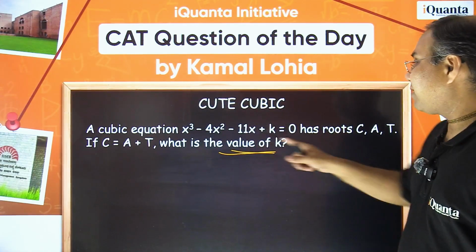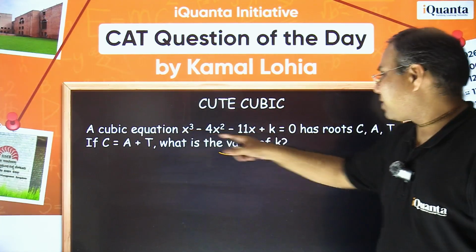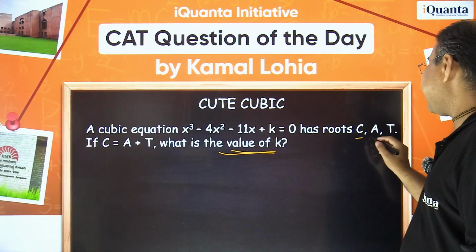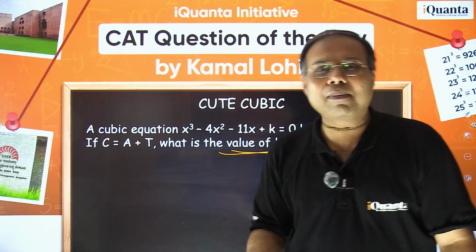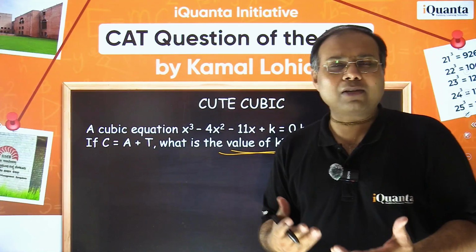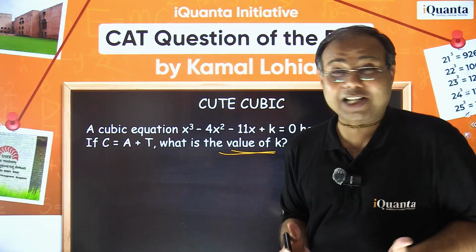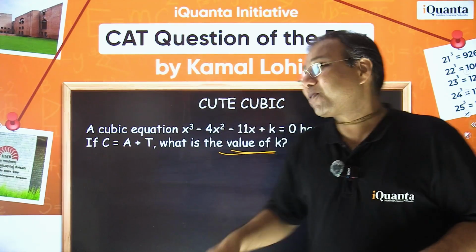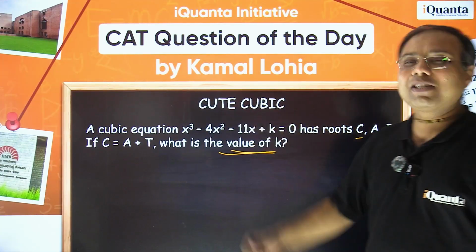Now what is given here? So this cubic equation has roots CAT. अरे बाबा सबसे डरावना नाम लिख दिया यहाँ पे, right? So this is a thing which most people are feared of at this point of time, right? Cat. So CAT are the three roots of this equation.